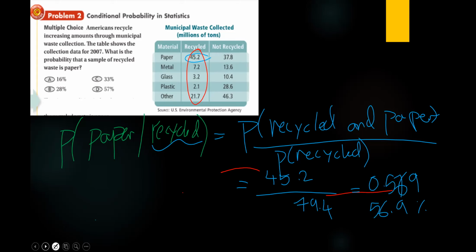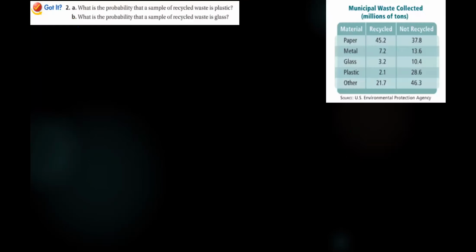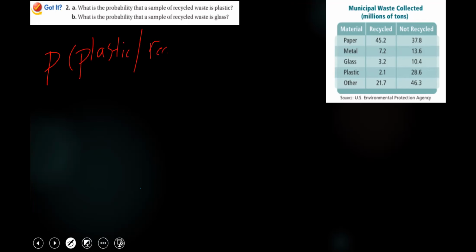Yes. Let's solve now. That is also related to this question here. We have the same numbers. What is the probability that a sample of recycled is plastic? Since the word "given" here is not written, we have to change the order. So, probability of recycled is plastic, while plastic is recycled?